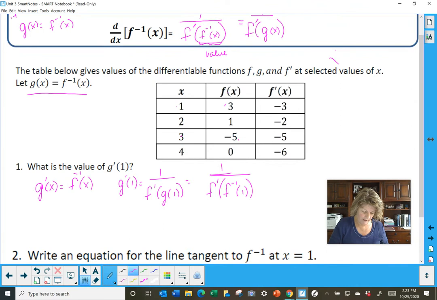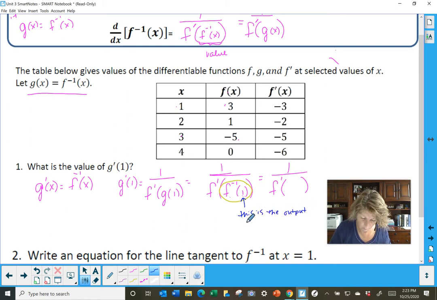Now, let's start with the inside and evaluate what is f inverse of 1. This is that domain and range changing going on. So I'm going to have 1 over f prime of f inverse of 1. Well, this is the input value to the inverse, but the output value to the original function. Let's make a note of this. This is the output, or the y value, the output value of the original function.